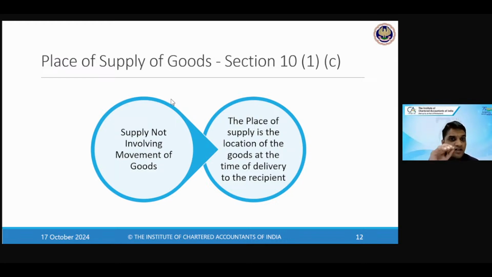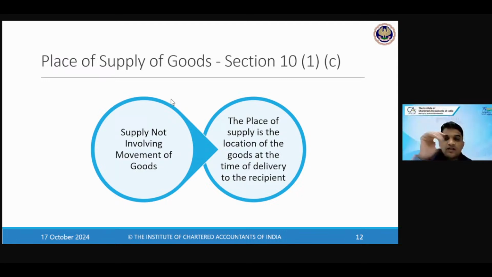Very confusing. The place of supply of goods in case of a transaction where the supply does not involve movement of goods will be the location of the goods at the time of delivery to the recipient.